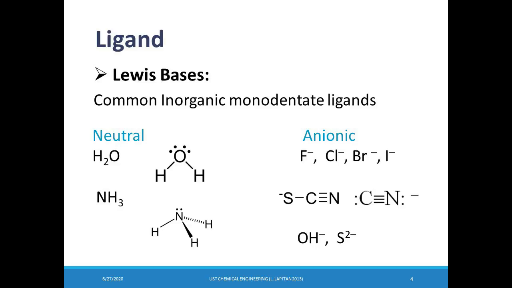All ligands shown in this slide can donate only one pair of electrons. Such ligands are called monodentate ligands or unidentate ligands. Among these ligands, an interesting ligand is the thiocyanate or the SCN negative. This ligand can attach at either the sulfur or the nitrogen atom of the central atom. These ligands are known as ambidentate ligands.